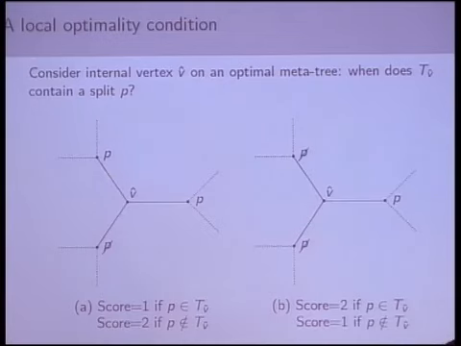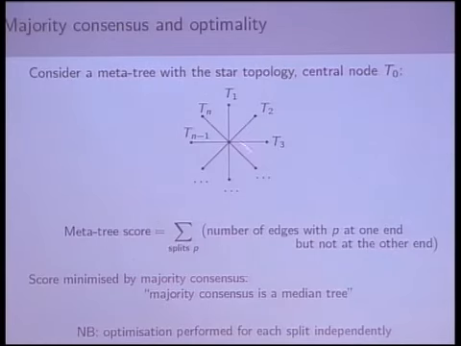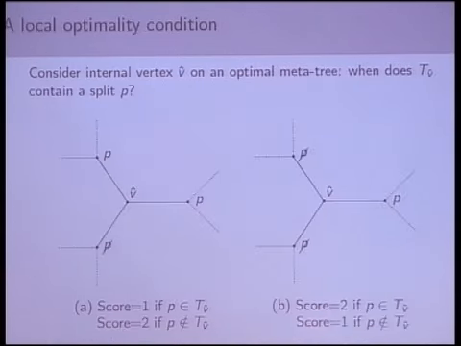So what you have here is that this majority consensus property that we saw for the star metatree phylogeny extends to give us a local optimality criterion for any interior vertex on an optimal metatree, so a metatree with minimal score.